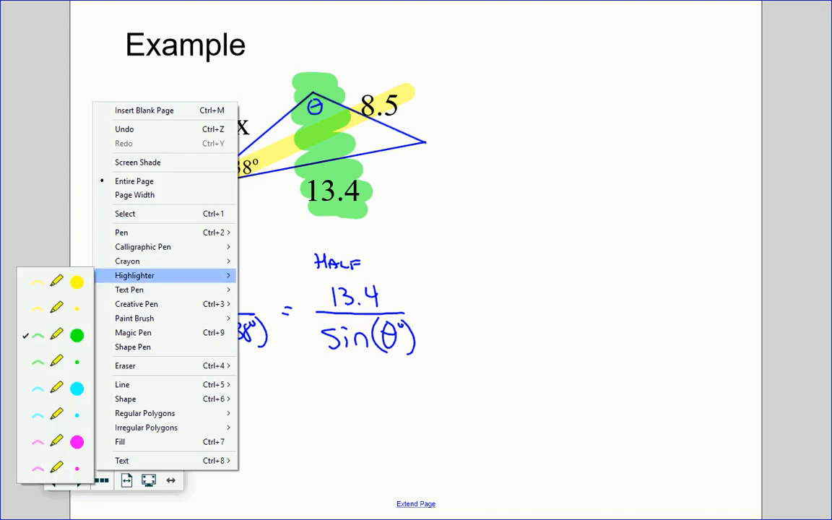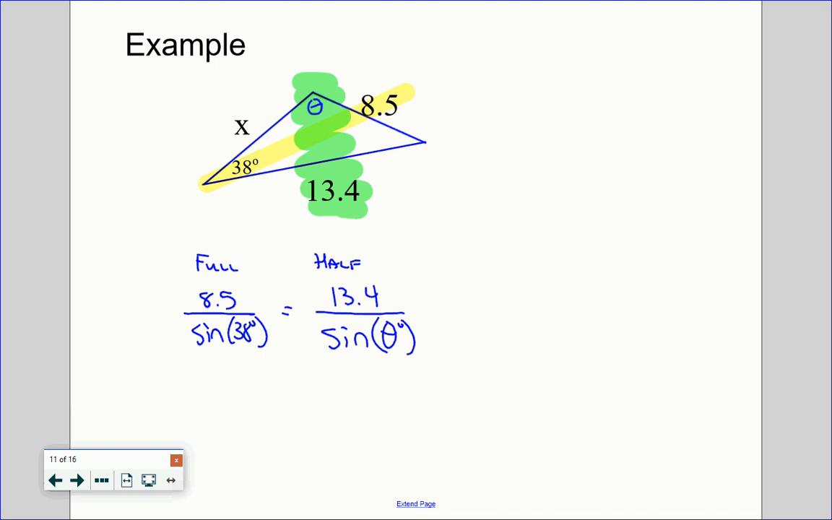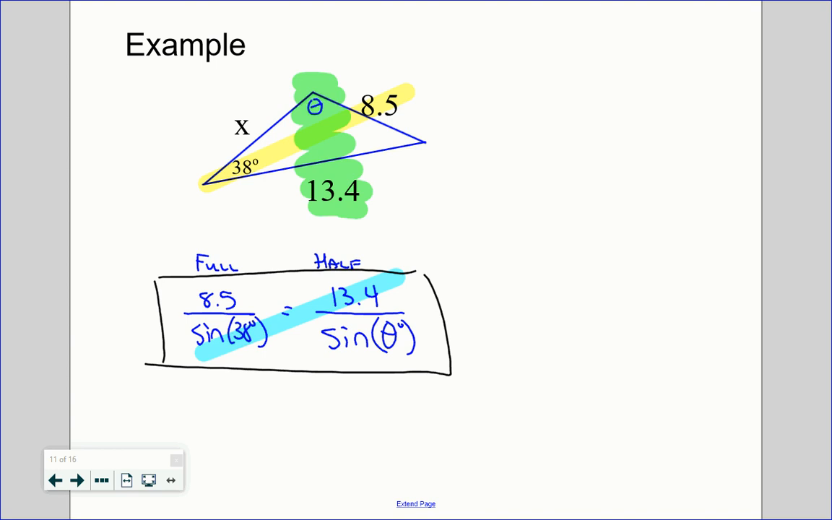So, whoops, cross multiply. So my diagonal that does not have the letter, so my letter is theta. So this is the diagonal that does not have theta. So again, this is what I need to see on your page. No, you don't have to show me the highlighting. So you're going to go 13.4 times sine 38, finish off the bracket, divide by 8.5. You're going to get out an answer. And then because you're looking for an angle, you have to go second sine ANS.